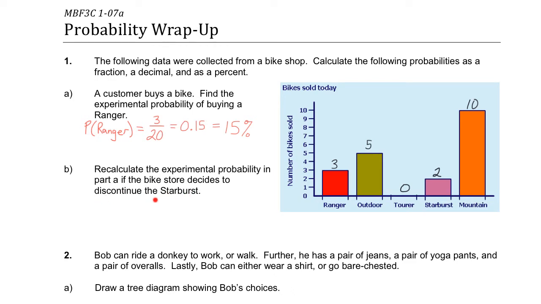So they're no longer going to sell the Starburst. Well, here's Starburst. They're going to discontinue it. So now, when we calculate our experimental probability, we do not include Starburst in our calculation. So to find the probability of a Ranger, well, it's still 3 sales, but it's not out of 20 sales anymore. It's only out of these 18 sales. So now the probability is 3 out of 18, which reduces to 1 out of 6 in lowest terms. And that's about 0.17, which is approximately 17%.